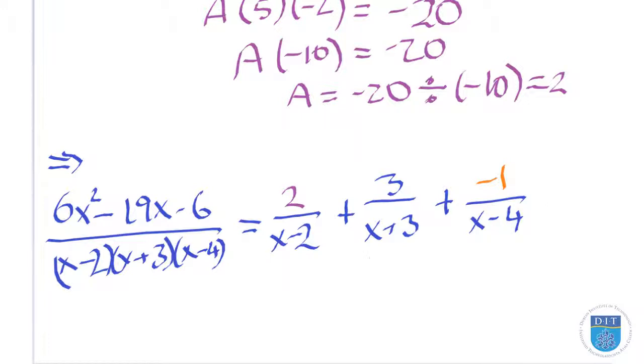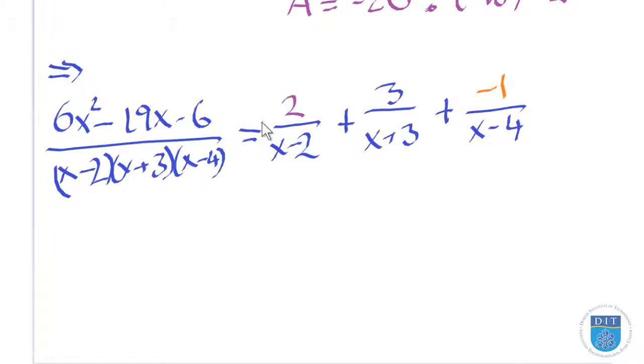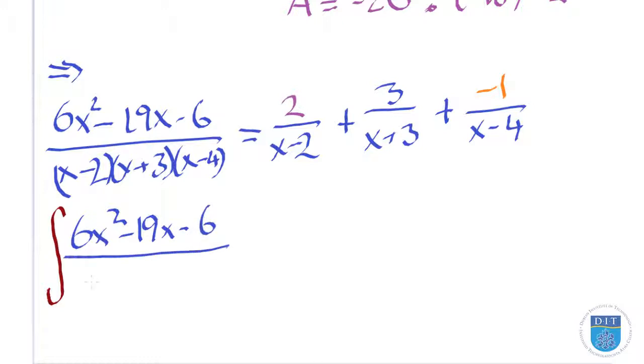Right, so you're not done yet, because you were asked to integrate this guy here. So this is what I'm going to do now. I'm going to write down the integral of this here. It feels like I'm writing this down a lot of times, but I'm afraid you have to: minus 6 over x minus 2 by x plus 3 by x minus 4.